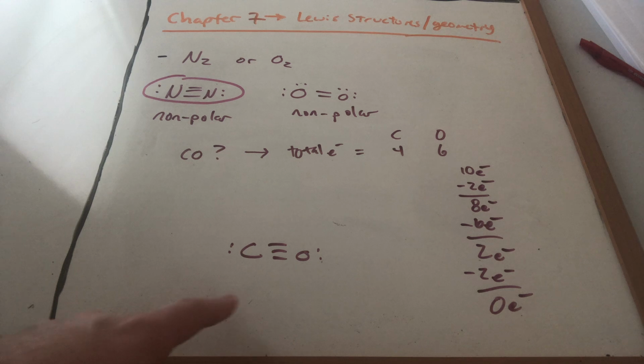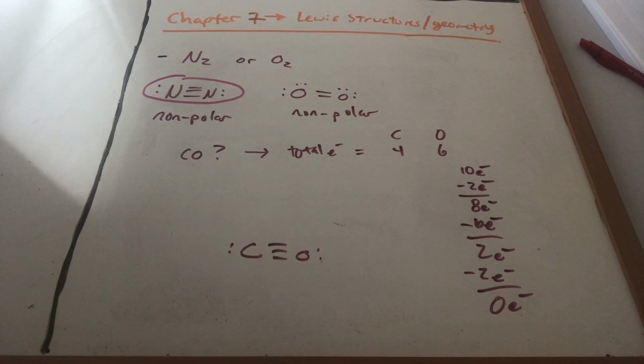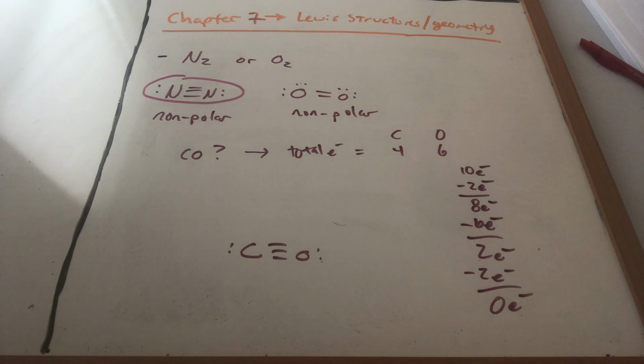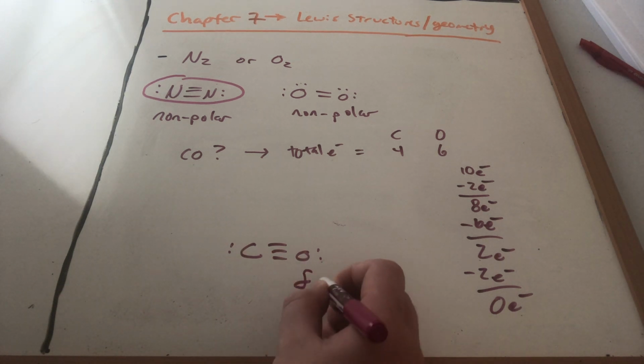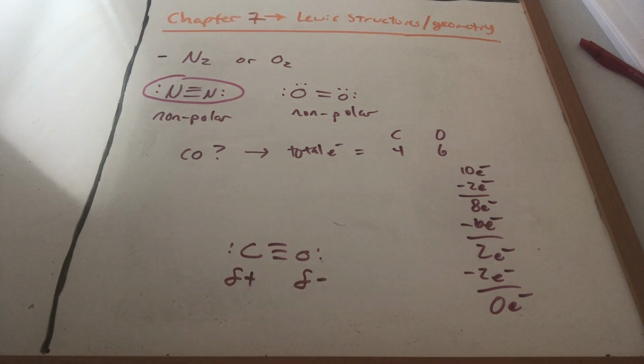Now we can look at this and say, okay, well, what's the geometry? Well, again, this is a really simple case. There's only 2 things attached, so this geometry is definitely linear. Is there an electronegativity difference between C and O? And the answer is yes. It's not like N and N or O and O, where there's no electronegativity difference. Here we know that O is closer to F, so it's partially negative. That means that C is partially positive.